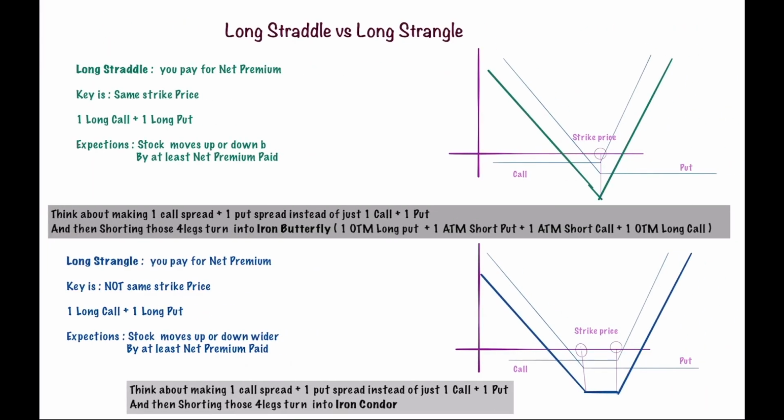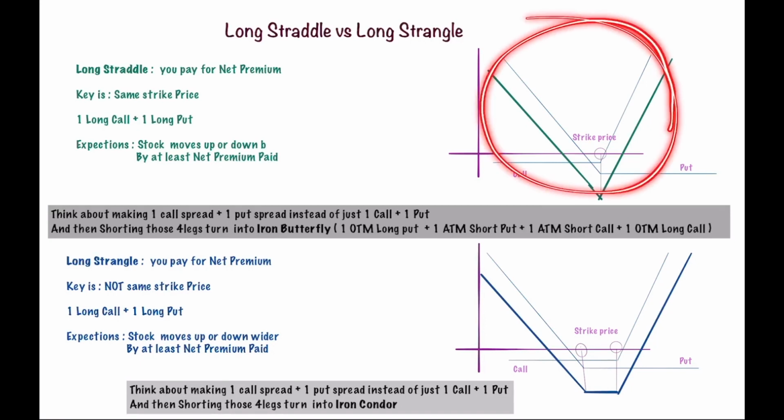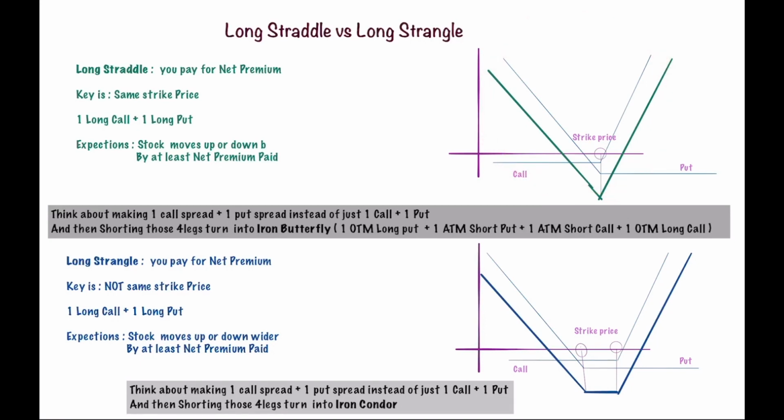The strangle and straddle are mostly used around earnings, because you don't know the direction. Sometimes it can go up or down based on the expectations and Wall Street expectations. So there's more volatility. People take advantage of buying the straddles, going long the straddles or strangles. The only difference is the strangle will have out-of-the-money strike prices, whereas the straddle has the same strike price for both call and put.